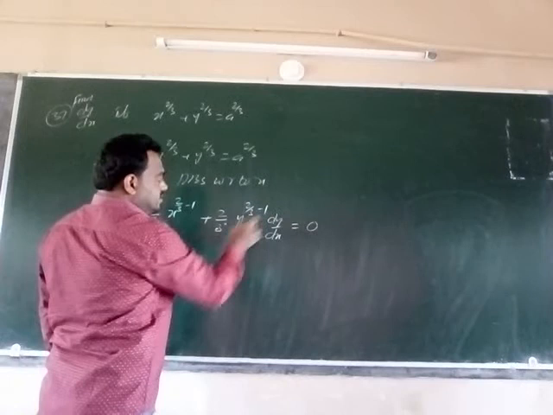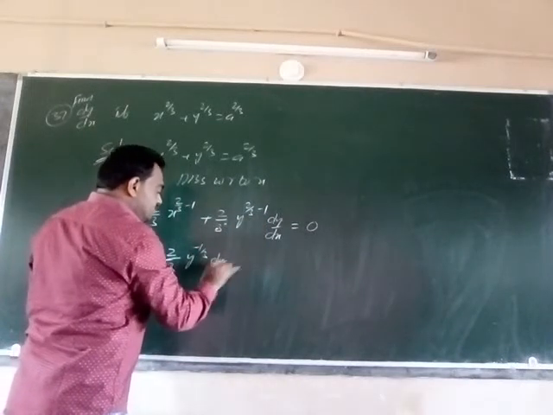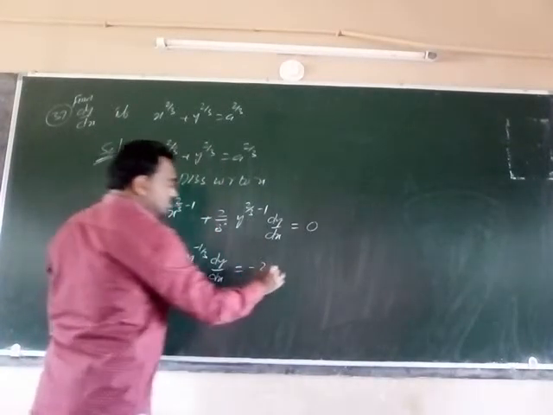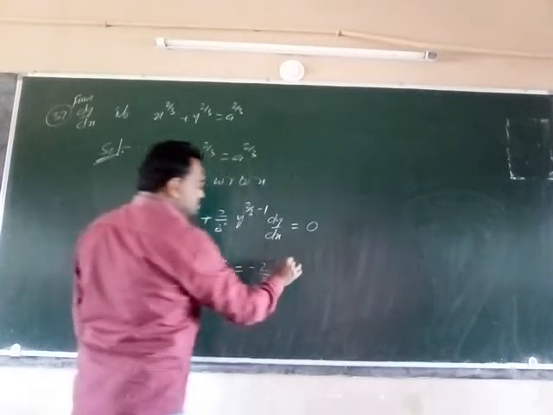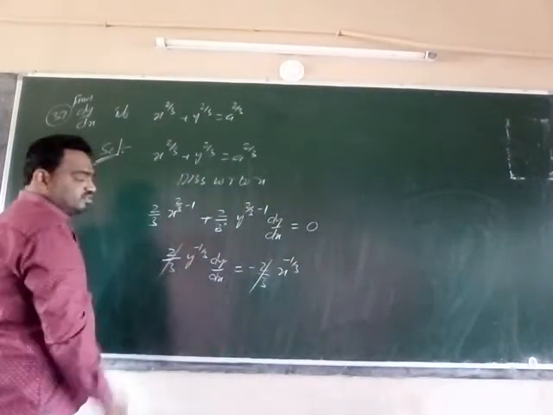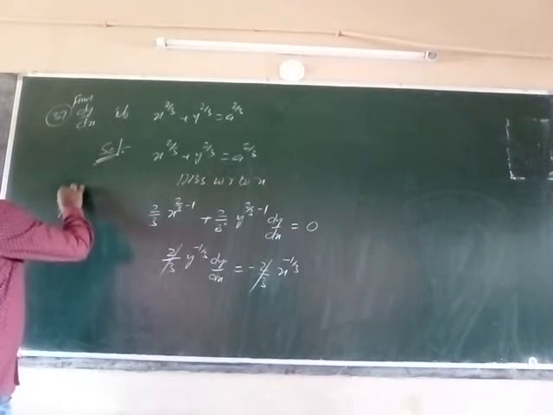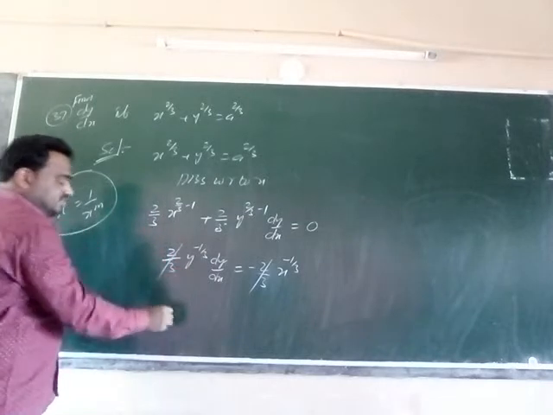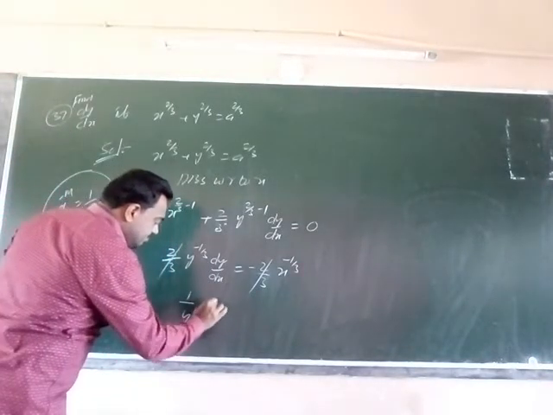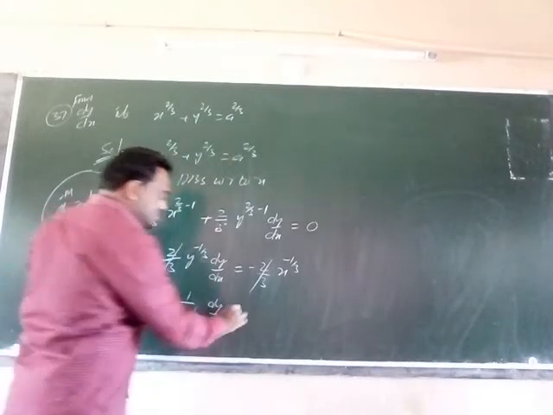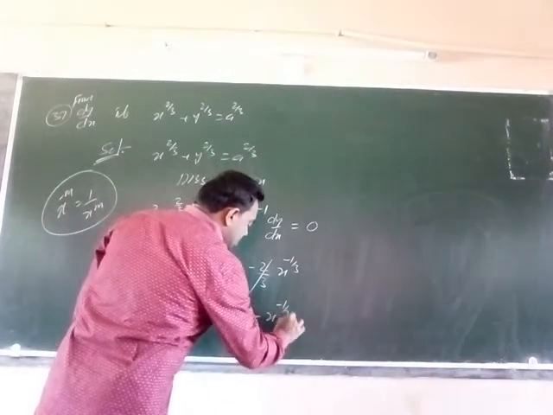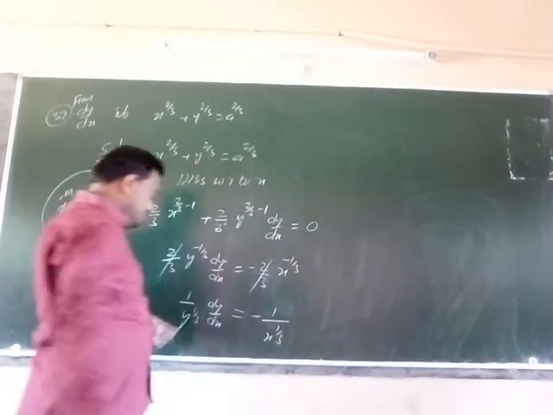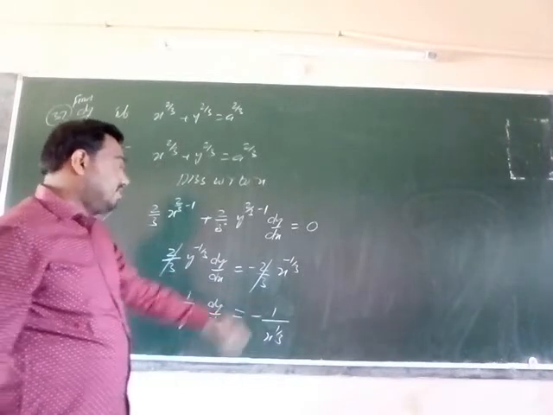So 2 by 3 into y to the power of 2 by 3 minus 1. Taking the LCM 3, 2 minus 3 is minus 1, so minus 1 by 3 into dy by dx is equal to this term, taking it to the right side. So minus 2 by 3 into x power 2 by 3 minus 1 is also minus 1 by 3. On both sides 2 by 3 gets cancelled. x power minus m is equal to 1 by x to the power of m. So similarly, this is 1 by y to the power of 1 by 3 into dy by dx is equal to minus 1 by x to the power of 1 by 3. I am taking the 1 by y power 1 by 3 to the right side.